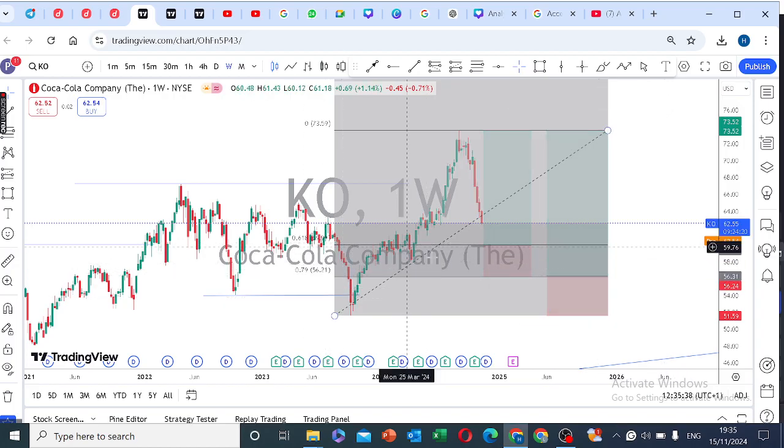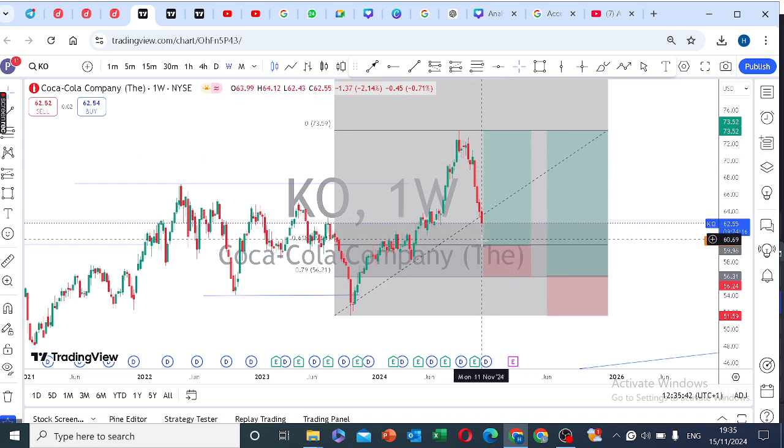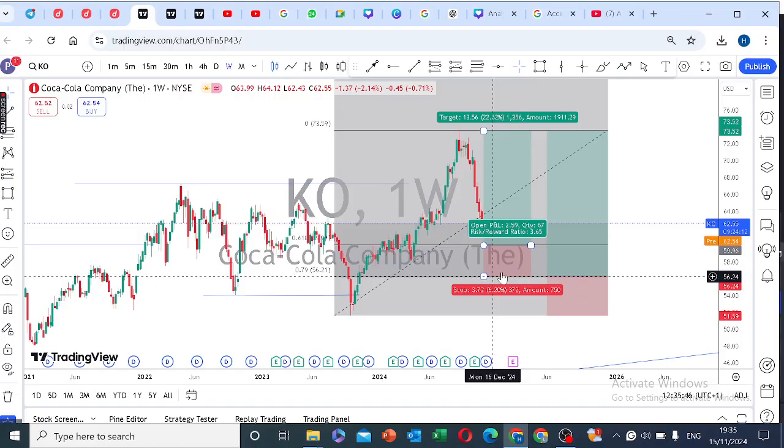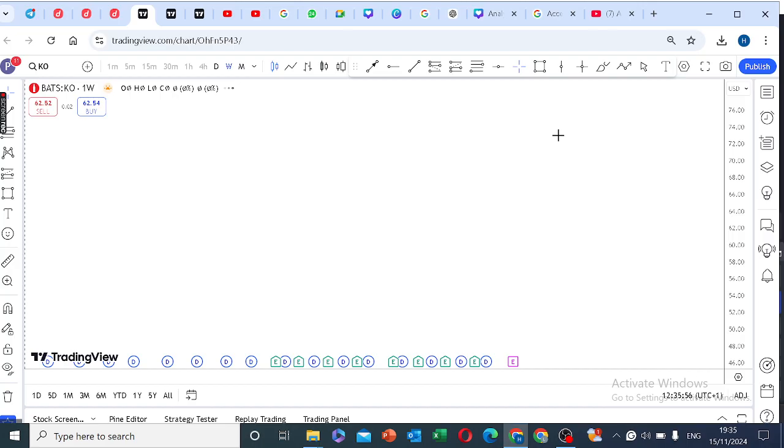So this is our bias on Coca-Cola. It has dropped and we should expect that price tanks a little bit down to this area, the 0.618 or 0.79 level, and it rallies to the upside. So do watch out for this particular stock, and I would advise you do your diligence to understand the particular price you are purchasing the stock from.